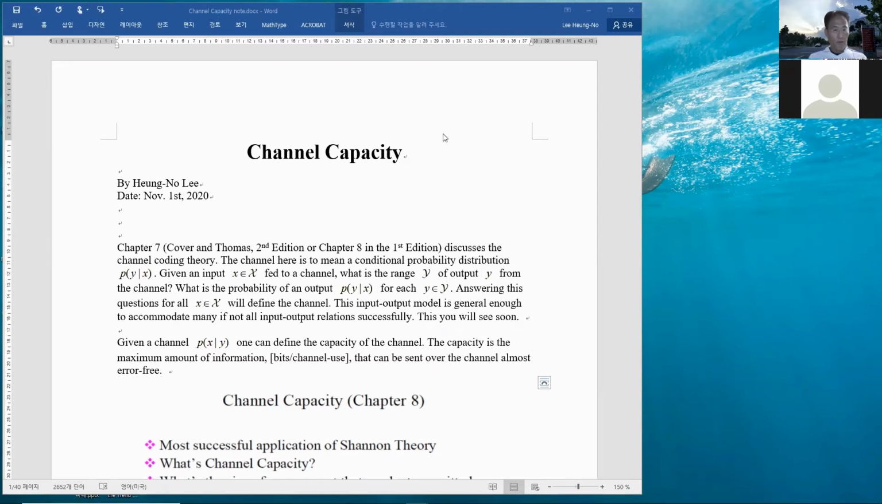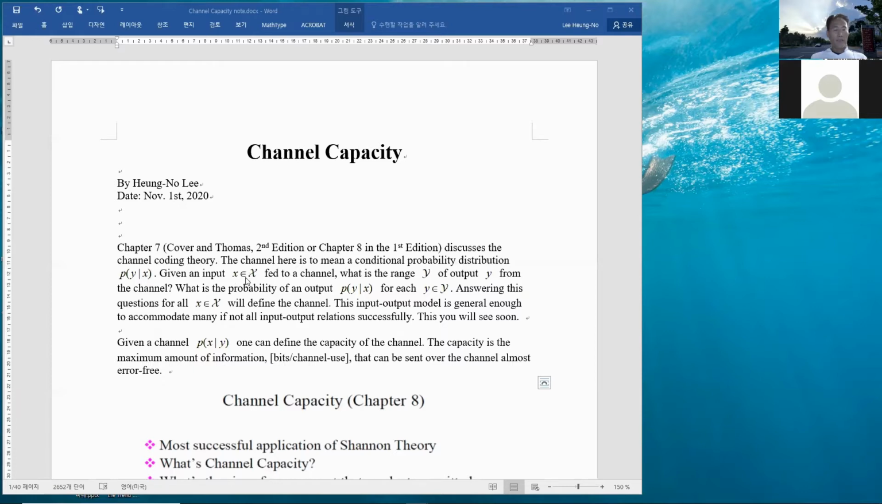In this lecture, I want to talk about channel capacity. Chapter 7 of Cover and Thomas, second edition, or chapter 8 in the first edition, discusses channel coding theory. The channel here means a conditional probability distribution, P of Y output given X input.